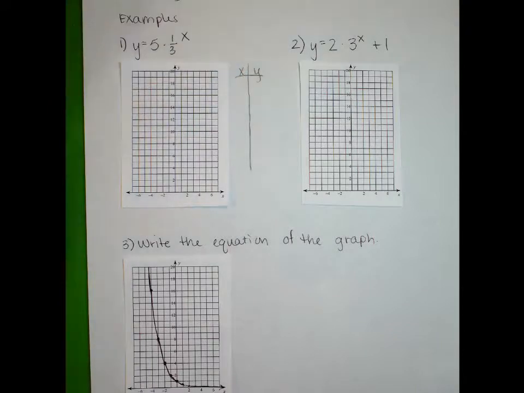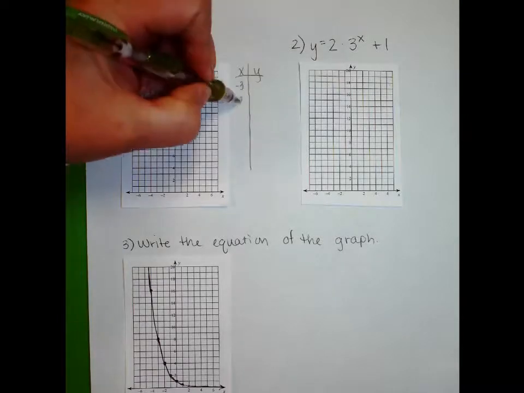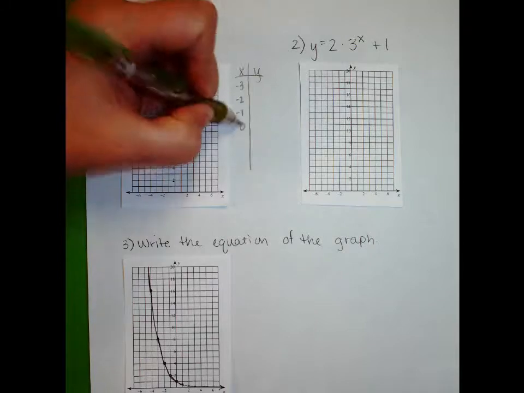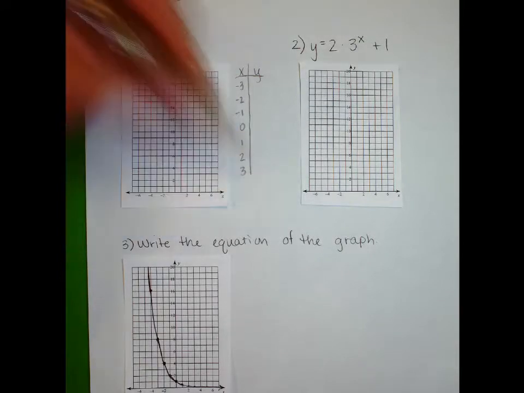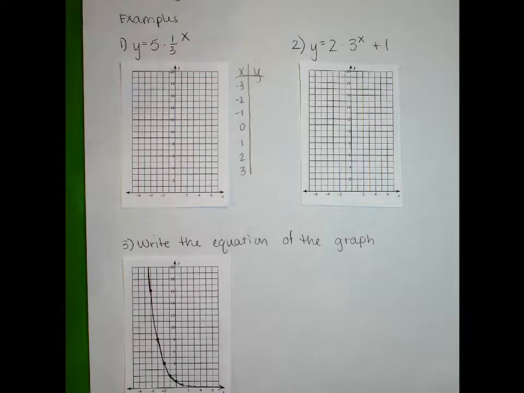Because this is an exponential function, we're going to be having a graph on the positive and the negative side of the x-axis. So let's try some negative numbers also. If we look at -3, -2, -1, 0, 1, 2, and 3, we should have a good range of outputs to be able to connect the dots.